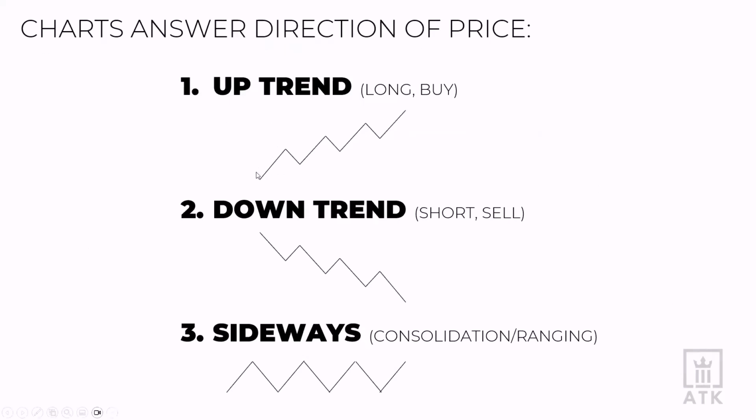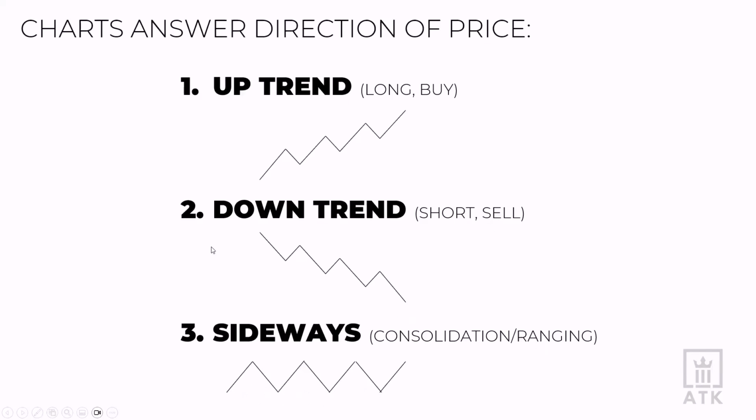And so when it moves up, it starts at a low, and you'll see it go to a high. We call that a long or a buy. So that's called an uptrend. When it goes down, it starts high and it goes low. We call that a short or a sell. And then there's this thing called consolidation or ranging, where it just moves sideways.